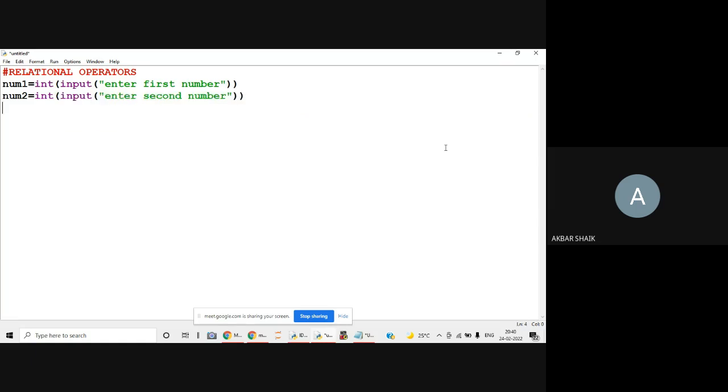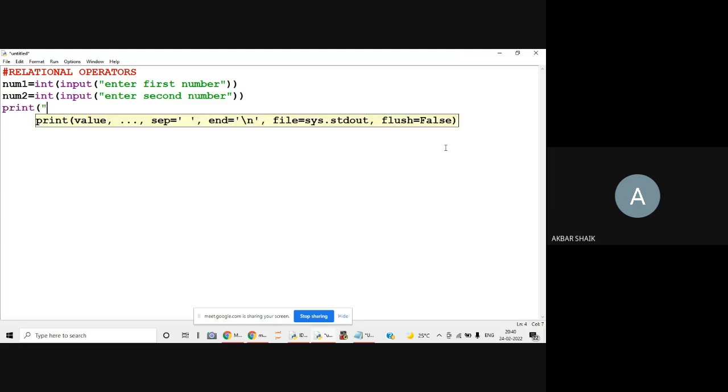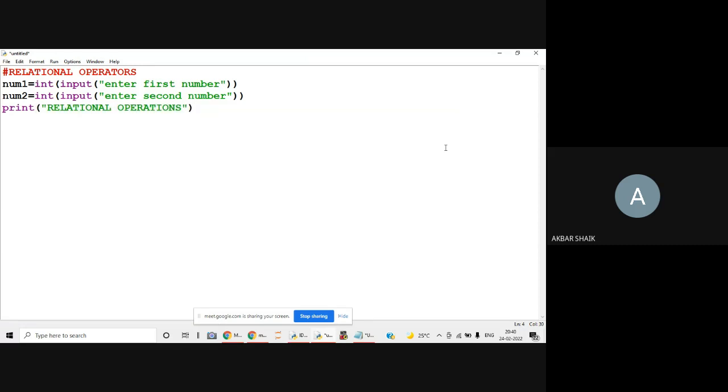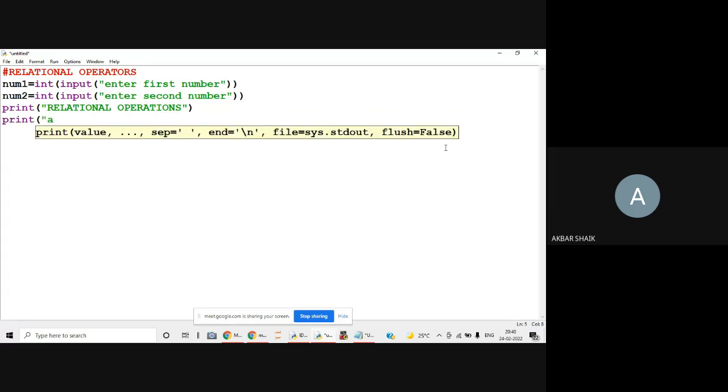Okay. So now I want to perform all relational operators. I want to write print of "Relational operations." Okay. So first, print of "A less than B is". What is the result of A less than B?